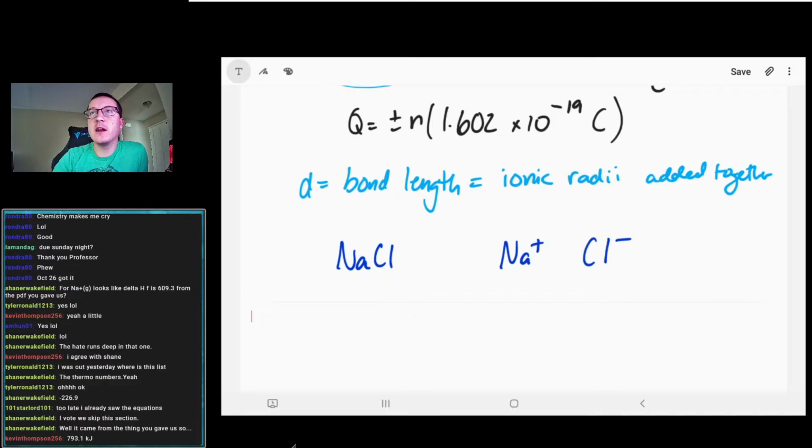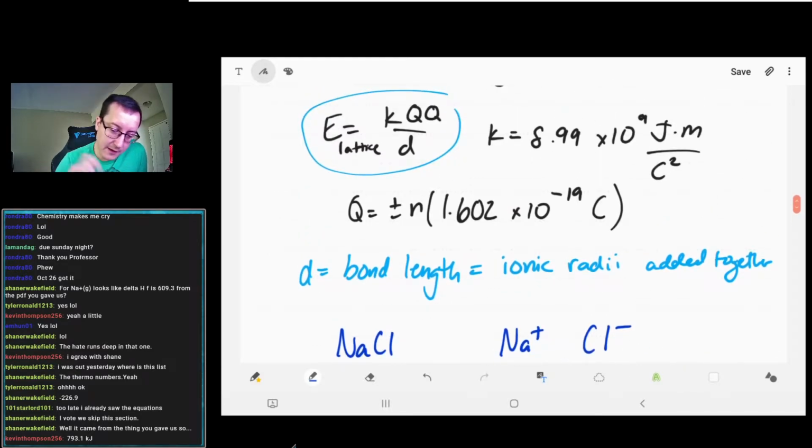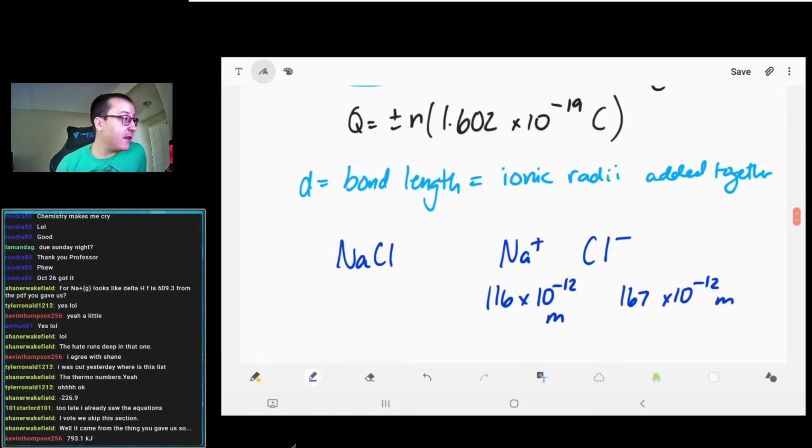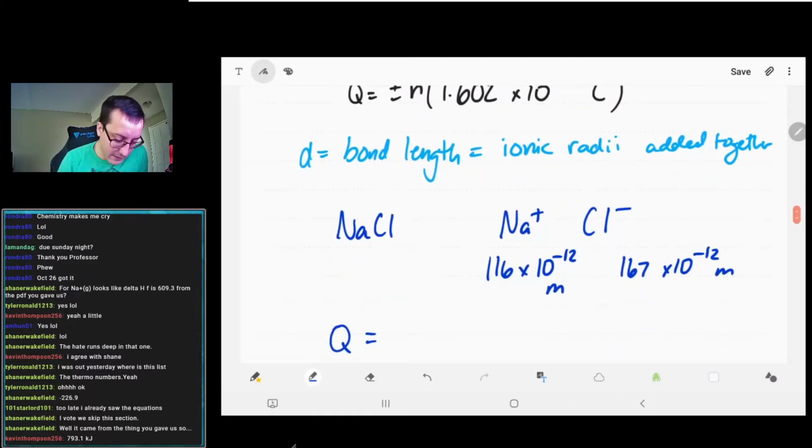So sodium's ionic radius is 116 picometers. I'm just going to put that in meters. And then chlorine, -1 is 167 picometers. Kevin, if you wouldn't mind adding those for us while we do the other thing. K is constant, who cares? Kappa, I'm sorry. Q is going to be, N would be the number on our charge, so these are both 1. So Q is going to be 1.602. Well, it's already going to be the same.